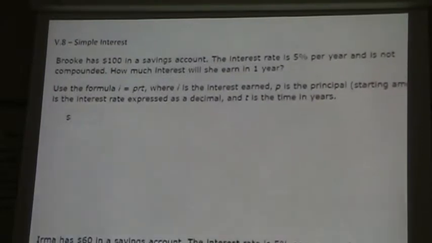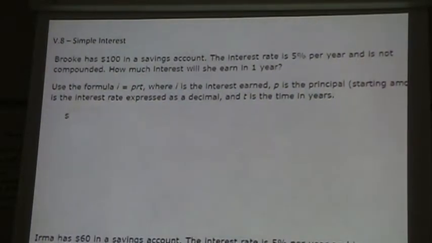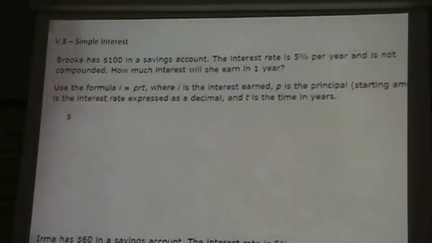So, simple interest is kind of basic interest, and there's a formula that comes with it. The formula is going to be given to you in the problem. So now we just have to figure out, well, what part goes in which part of the formula.